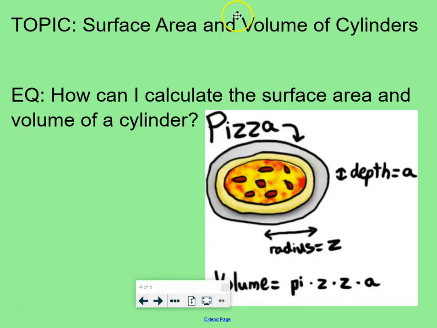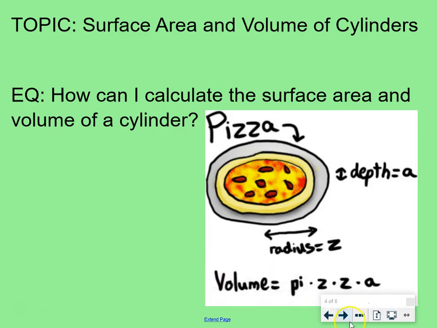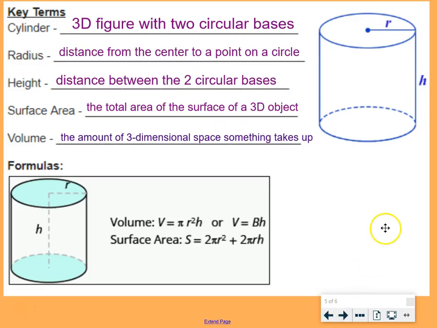Today our topic is surface area and volume of cylinders. So our essential question is, how can I calculate the surface area and volume of a cylinder? First off, we have some key terms.